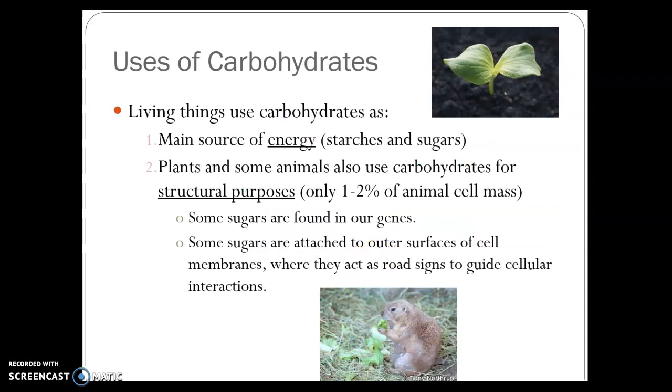Using carbohydrates, I've been talking about this all along. Its main source is energy. So again, that mitochondria, it's the powerhouse of the cell, right? And so it gives us all our energy. What does it use to get all that energy? Carbohydrates. So carbohydrates are extremely important.